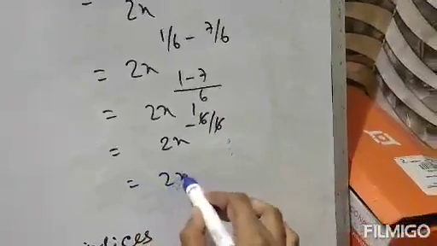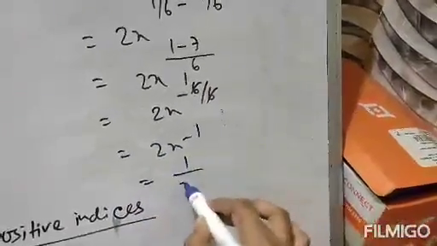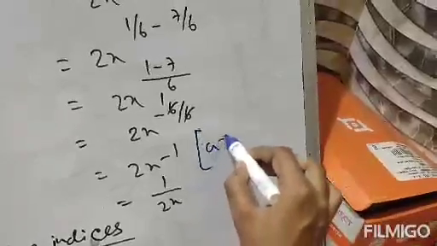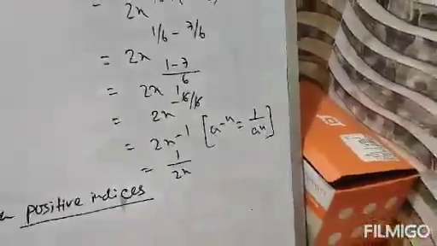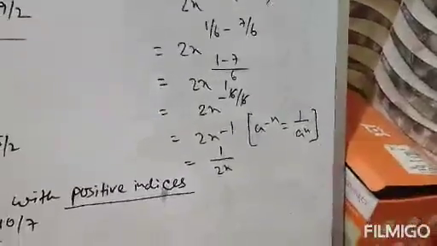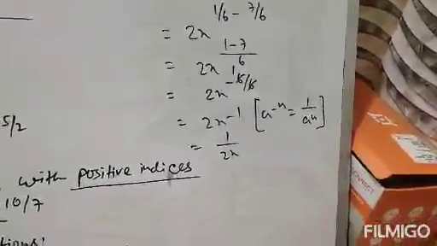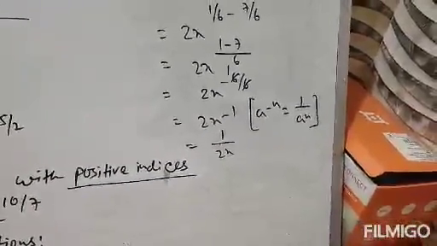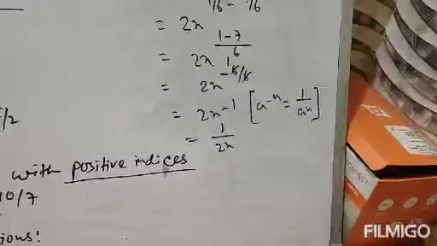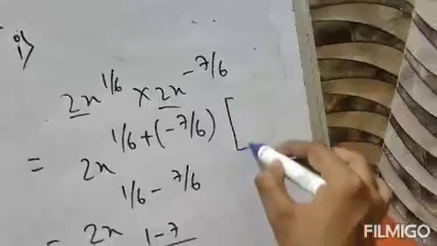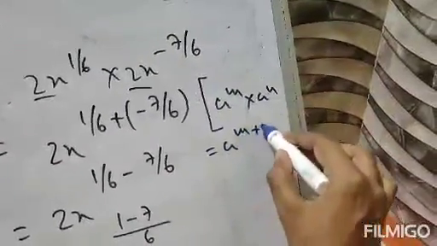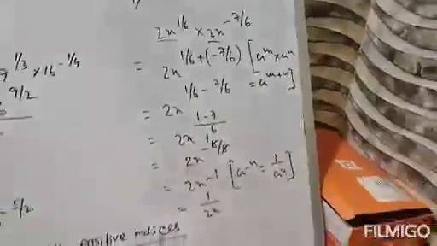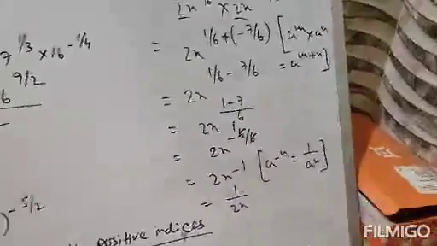That means 2x to the power minus 1. That means 1 by 2x. Here formula applied. a to the power minus n equals 1 by a to the power n. So compare 2x to the power minus 1 with a to the power minus n. So a is 2x and n is 1. That means if you reverse, 1 by 2x will be the answer. And here the formula applied, a to the power m into a to the power n equals a to the power m plus n. So 1 by 2x will be your answer.